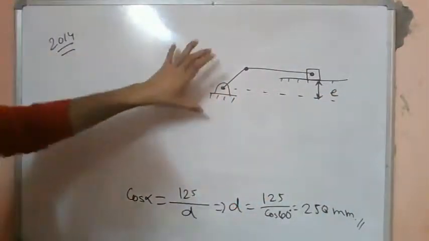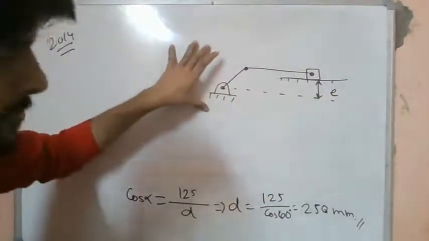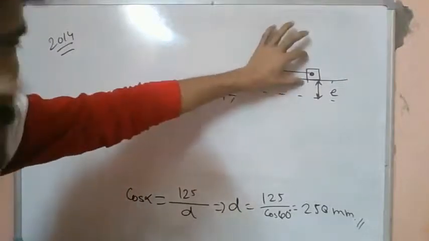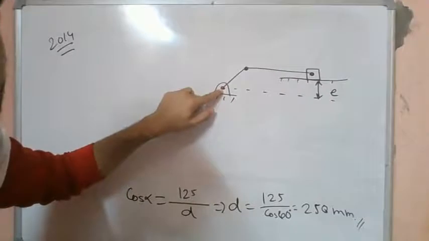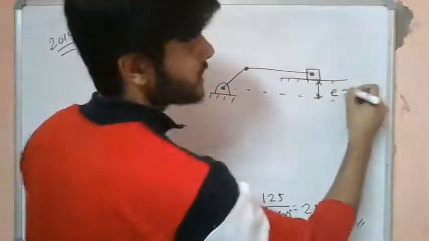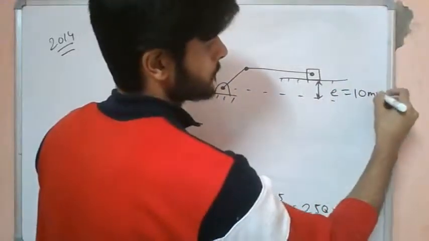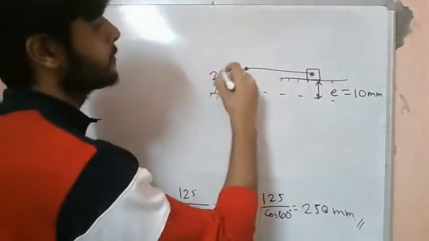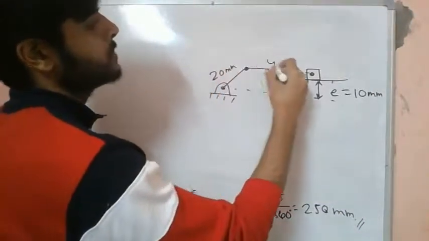Okay, so this is called an offset slider crank mechanism because the line of action of this piston movement, or the slider movement, does not pass through this hinge point. This is why it is called an offset slider crank mechanism. So this offset is given as 10 mm, this is 20 mm, this is 40 mm.